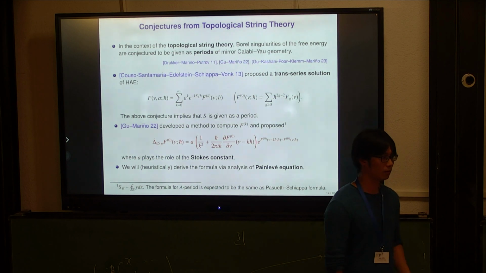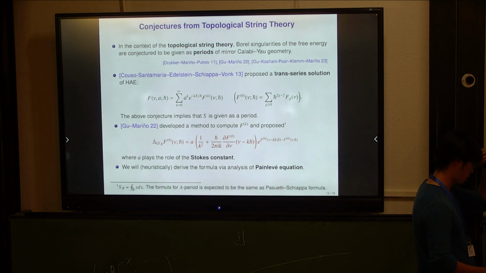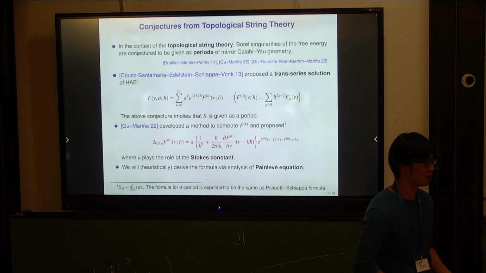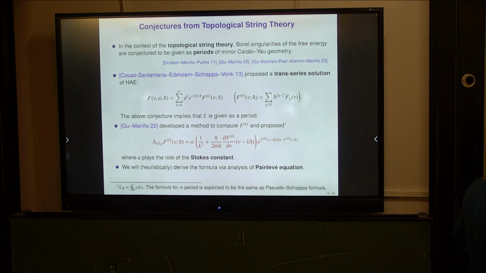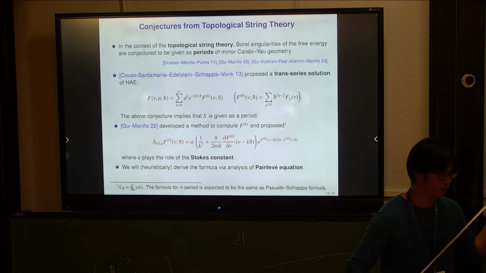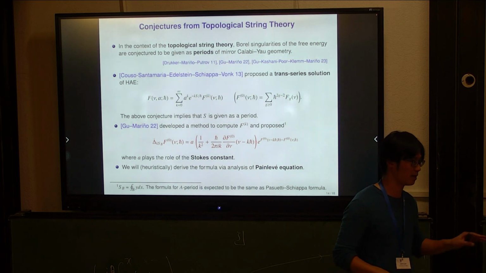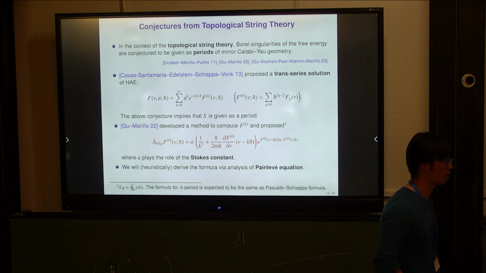Are they conjecturing the compact case? Not in this paper, but this year, maybe in April, Gu, Kashani-Poor, Klemm, and Marino proposed some conjectures. One of them has the same formula. I haven't gone through the details, but this is their proposal.